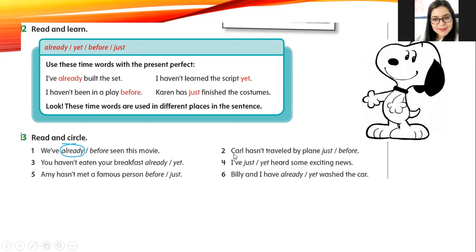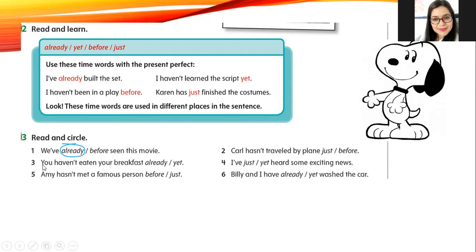Very good. Number 2, Carl hasn't traveled by plane. What is the answer for this? Before. Very good. Carl hasn't traveled by plane before. Okay, before. Remember that we use just after has. So in this case, it's not just, it's before.